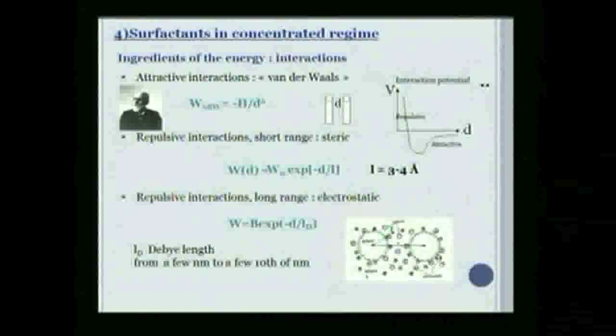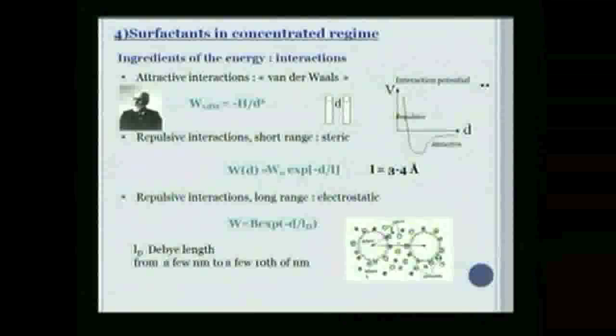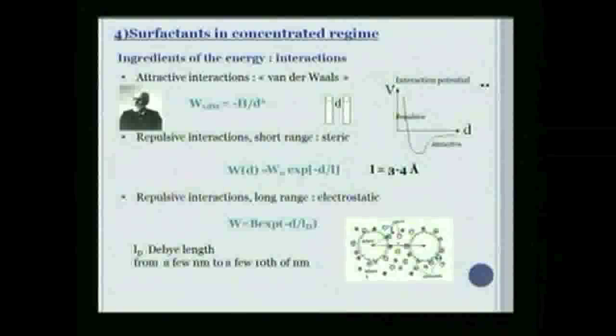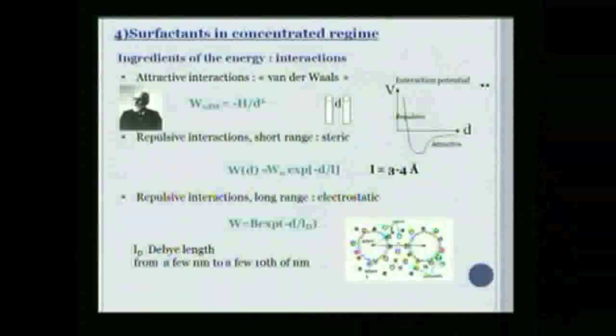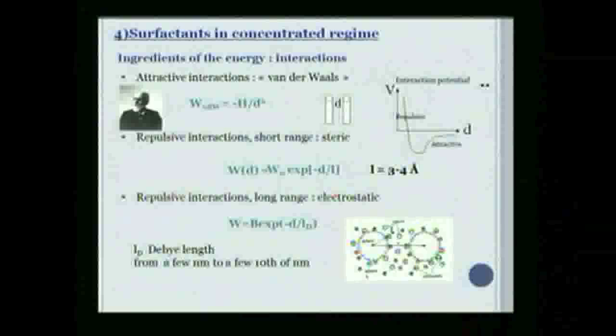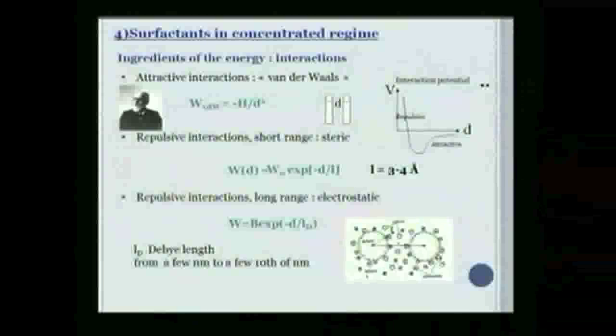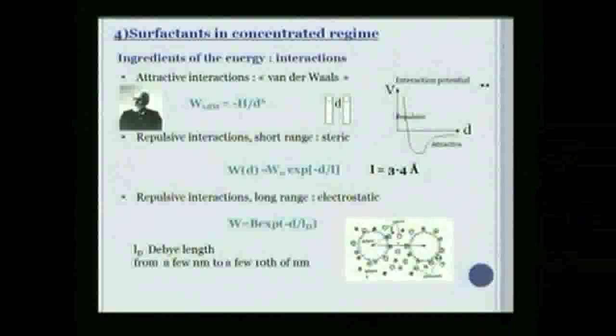The other interactions are repulsive between two walls of surfactant. You have typically two kinds of repulsive interactions. They can be short range, like steric hindrance, the steric interaction. Here the potential varies exponentially with the distance between the two walls of surfactants. And it is typically short range because this characteristic length is between 3 and 4 angstrom. This is the range of the steric interaction.